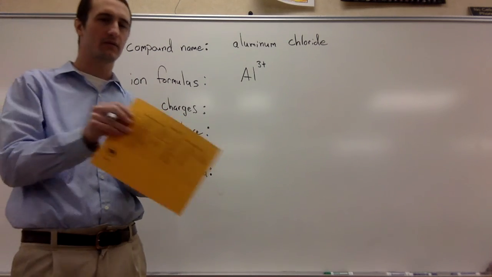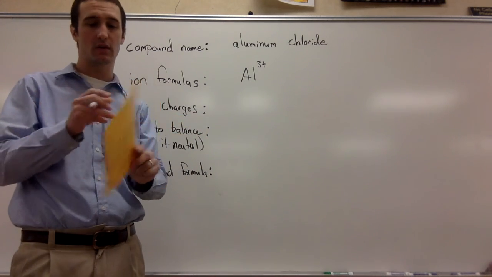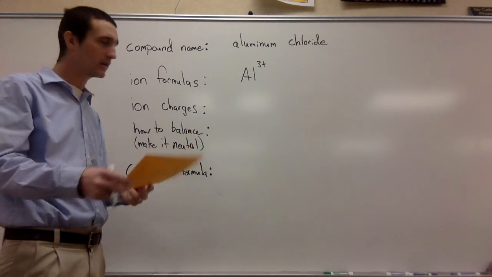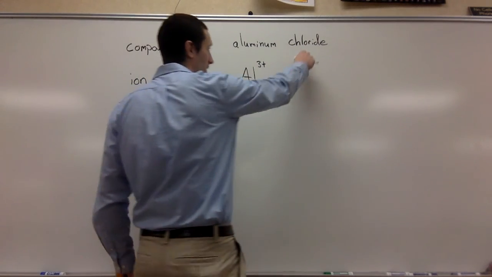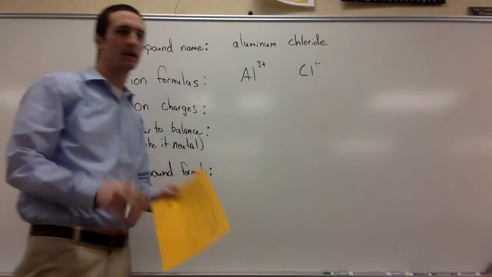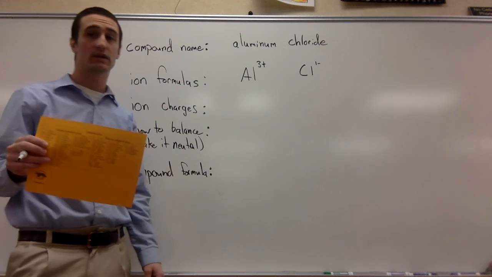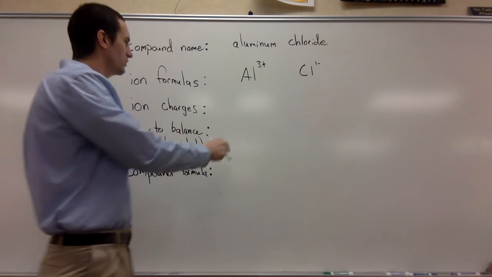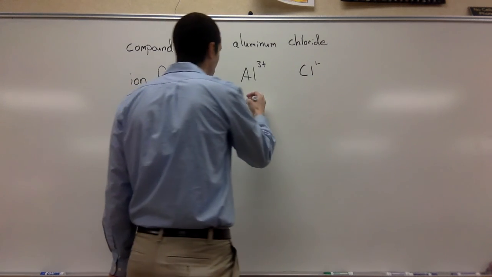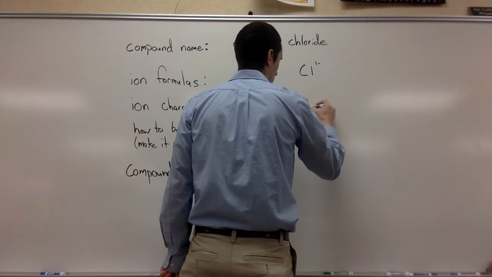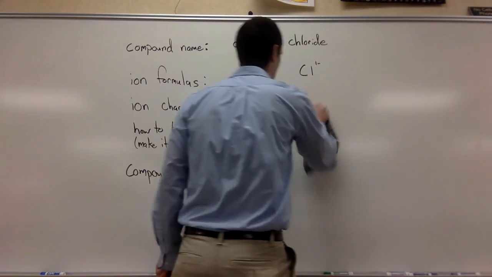And I knew that from looking at my ion chart. You should be able to find aluminum in the column under where it says cations. And then chloride, again, by looking at the ion chart, you can see the charge of chloride is -1. I always like to make note of what those ion charges are.